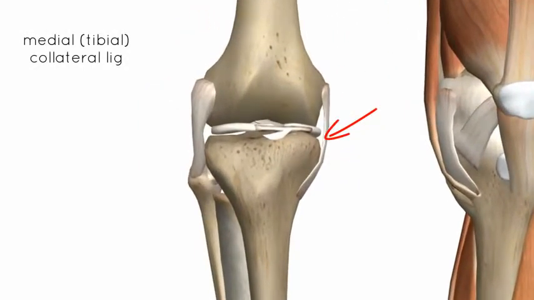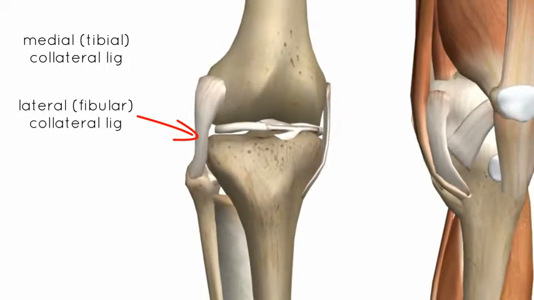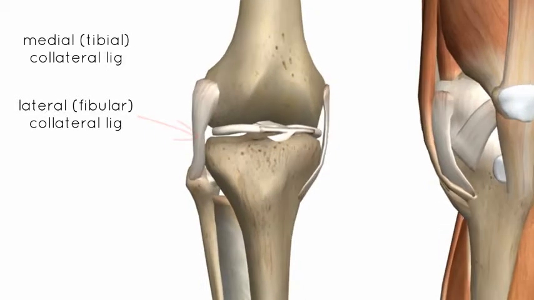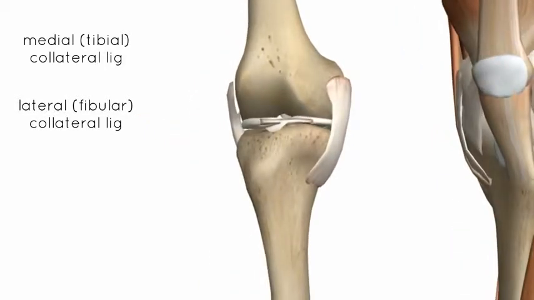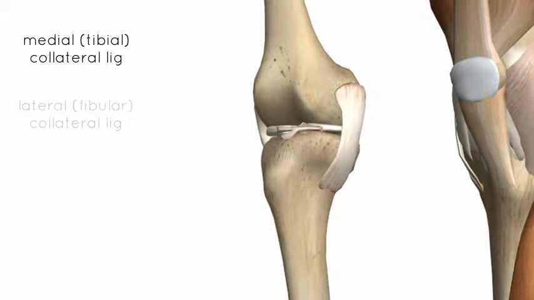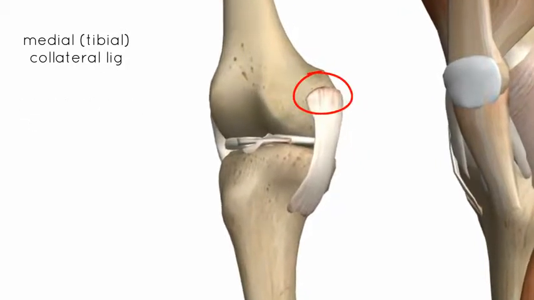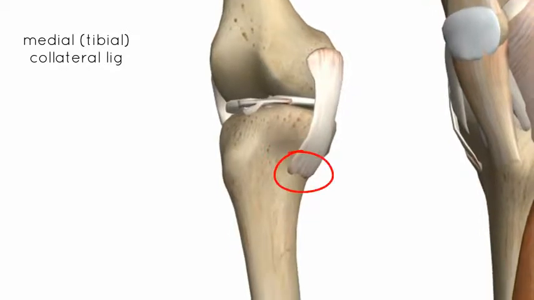We've got a medial collateral ligament, which is also referred to as the tibial collateral, and we've got a lateral collateral ligament, or a fibular collateral ligament. So we'll take a look at the medial collateral ligament here, and you can see its proximal attachment on the medial epicondyle of the femur, and you can see its distal attachment on the tibia.